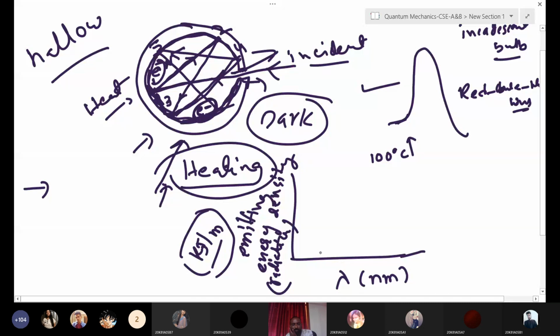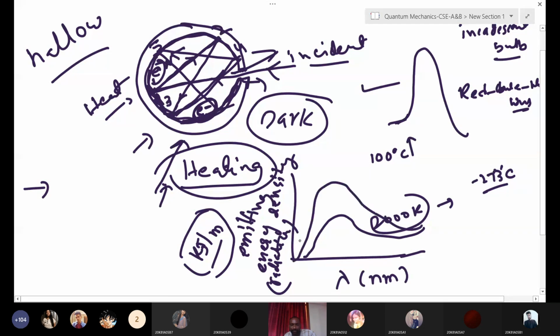If you increase the temperature, its spectrum looks like this. Suppose this is 2000 Kelvin. What is 2000 Kelvin in degrees centigrade? You have to subtract 273, right? That is the value in degrees centigrade. So if you increase the temperature, the intensity also increases, like this.